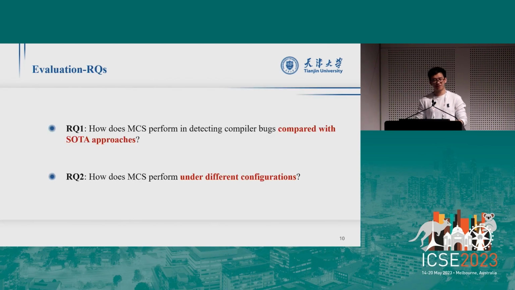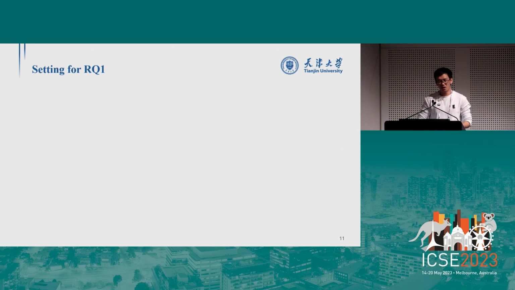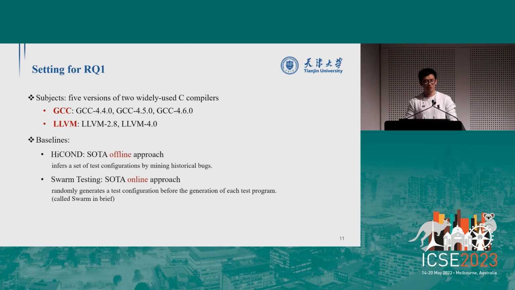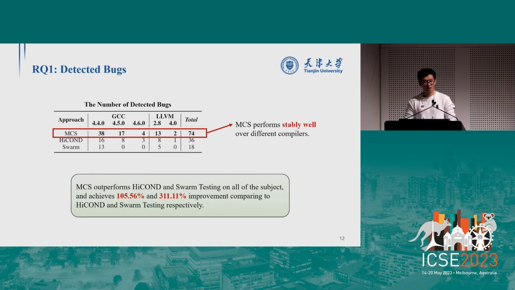And to evaluate the effectiveness of MCS, we conduct a series of experiments to answer the following research questions. To answer RQ1, we conduct 10 days testing on GCC and LLVM, and we choose both offline and online sorter approaches as our baselines, and use differential testing to determine whether a compiler bug is detected. This is the result of the number of detected bugs. MCS outperforms two baselines, and that demonstrates the effectiveness of MCS on bug detection.